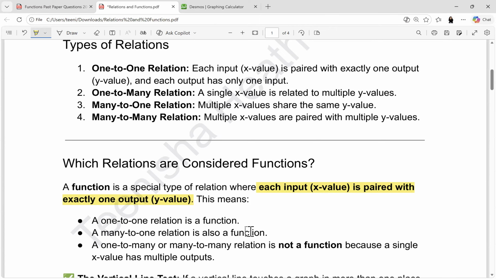Like the quadratic, for instance, was a function because you had -1 and +1 being paired with 1, and then 0, and then -2 and 2 being paired with 4, right? A one-to-many or a many-to-many relation is not a function because one x value has multiple outputs. So you have to know which two relations are considered functions. They are one-to-one or many-to-one. Only those two relations are considered functions.